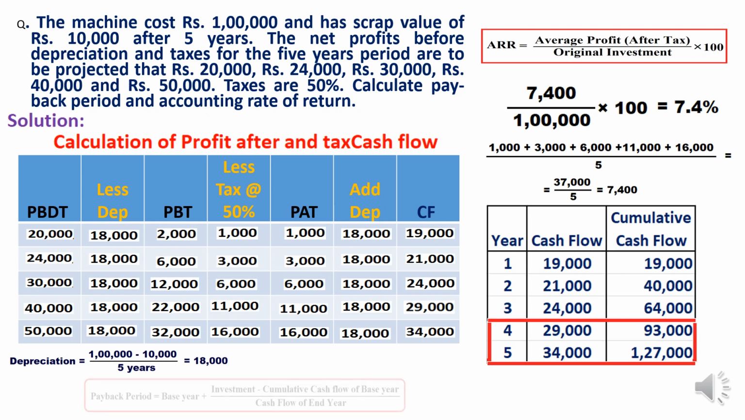To calculate the exact payback period, you can apply the formula. The formula is: payback period equals base year plus investment minus cumulative cash inflow of base year, divided by cash inflow of the end year.